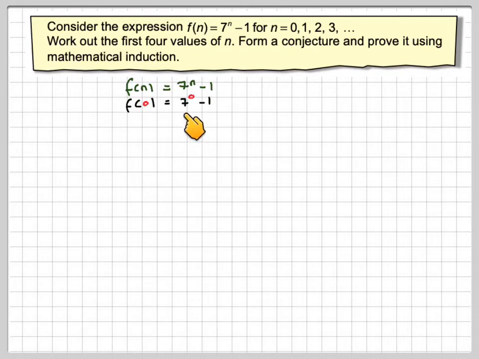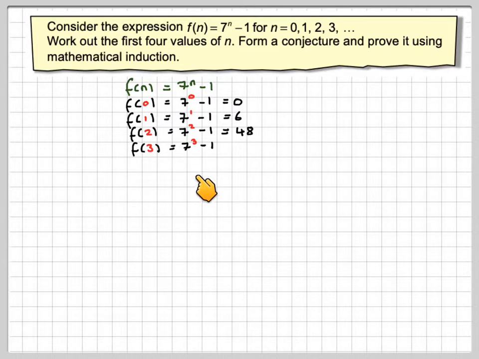So f of 0 will be 7 to the 0 minus 1, which gives 0. F of 1 will give 7 minus 1, which is equal to 6. F of 2 will give 7 squared minus 1, which will give 48. F of 3 will give 7 cubed minus 1, which is 342.